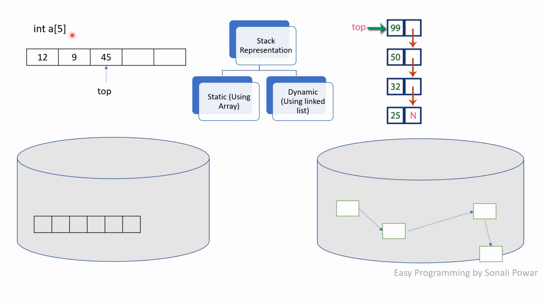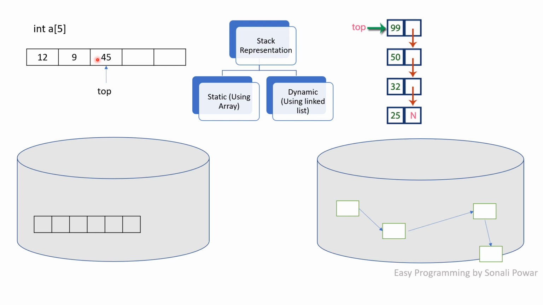Now in this case, your stack contains only 3 elements. I have declared the array of 5, but your stack starts from the 0th location and ends at the top location. So top is present at 45. So if your array has 5 elements, there are 2 more places, but they are not part of your stack, because in the static representation using the array, your stack will start from the 0 and end at the top location. In this example, top is present at 45, so the stack starts from 12 and ends at 45.